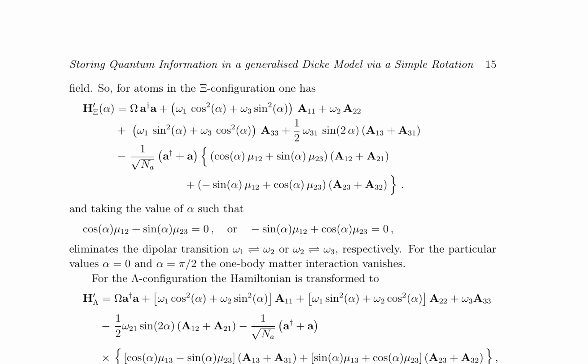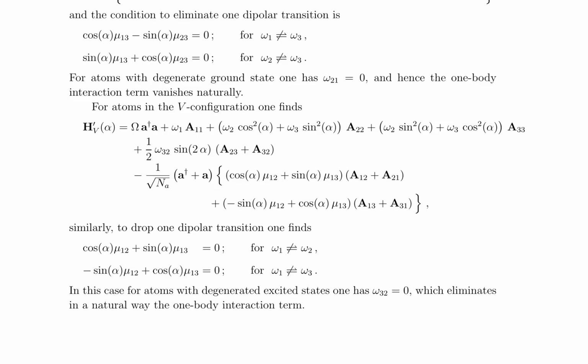The research discusses storing quantum information in a generalized Dicke model via a simple rotation. It focuses on various configurations like Xi, Lambda, and V for atoms. The Hamiltonian for each configuration is derived, highlighting the role of the parameter alpha and the dipolar transitions. For instance, in the Xi configuration, the Hamiltonian eliminates dipolar transitions by choosing specific values of alpha.